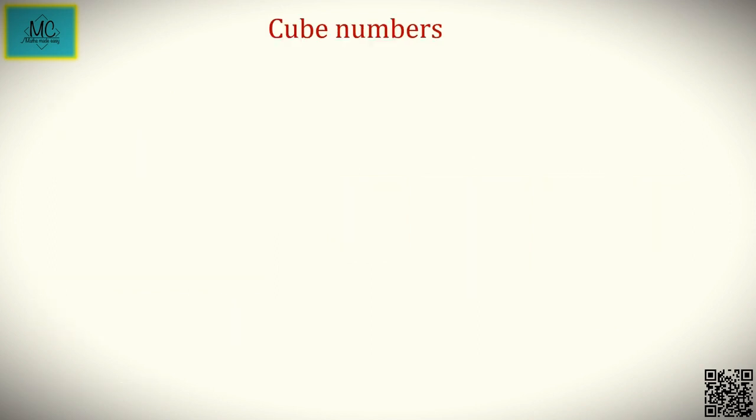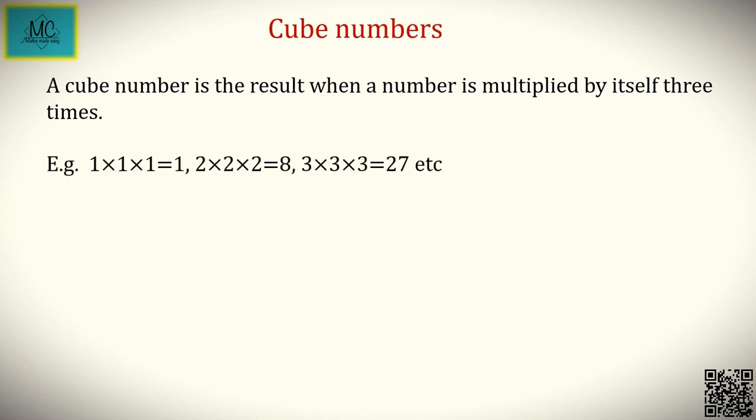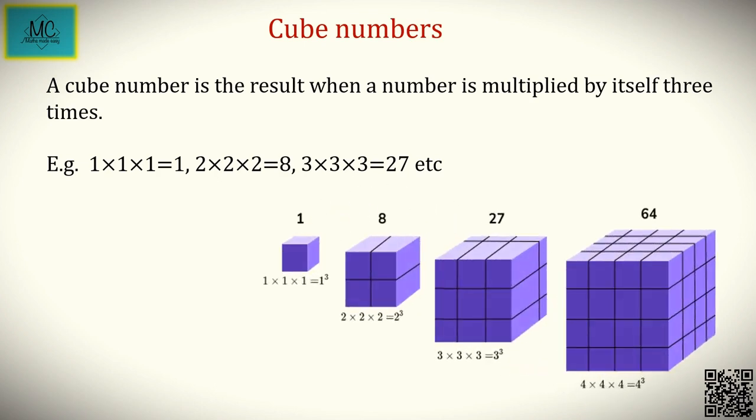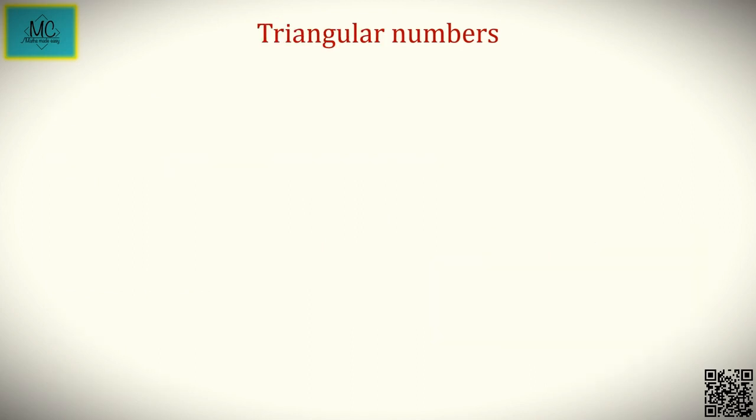Okay. Now, second is cube numbers. What are the cube numbers? A cube number is the result when a number is multiplied by itself 3 times. For example, 1 times 1 times 1 is 1, 2 times 2 times 2 is 8, and 3 times 3 times 3 is 27, etc. You must have seen this picture most of the time in your exams. And when you see these kinds of pictures, the cube numbers can form a sequence, which is 1, 8, 27, 64, and so on. And the nth term will be n to the power of 3, which is n cubed.